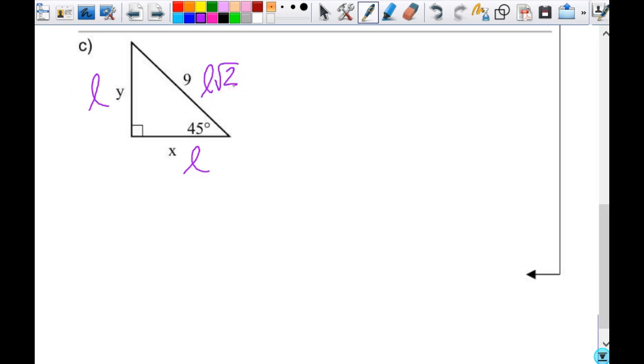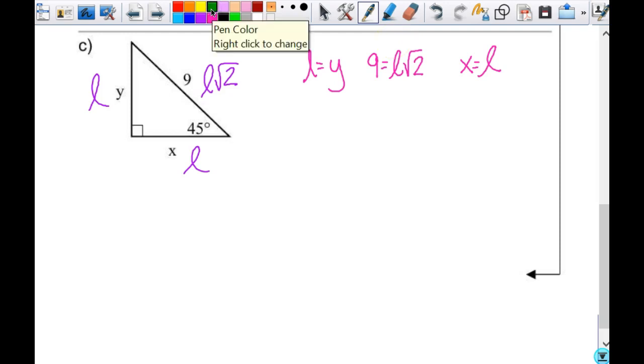So then I set these up, and I've got L equals Y, 9 equals L square root of 2, and X equals L. So I have 2 variables, 1 variable, 2 variables. So I'll have to start here. That one's not solved for L, so I got to solve for L. So what do you think I would do to get L by itself? Divide? Everybody agree with that? Yes.